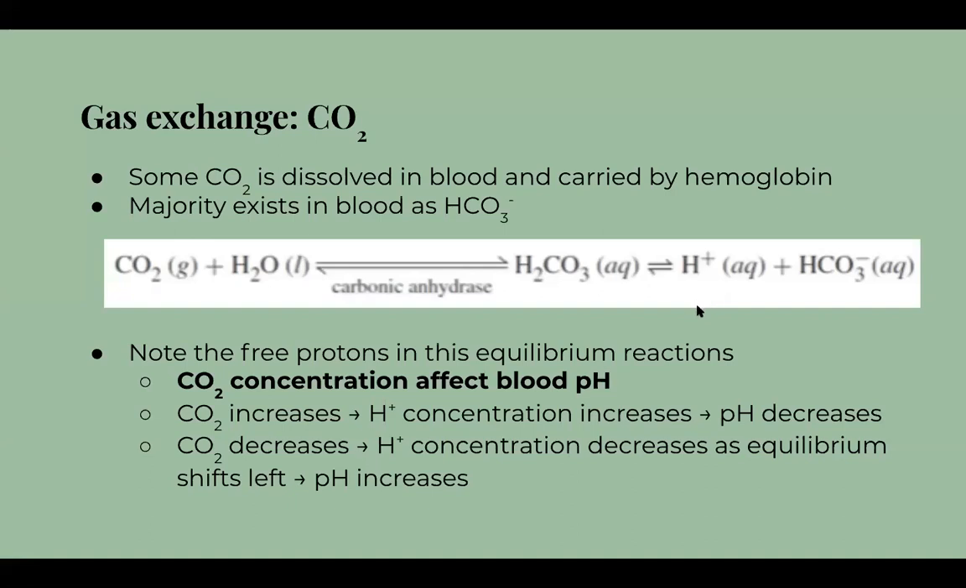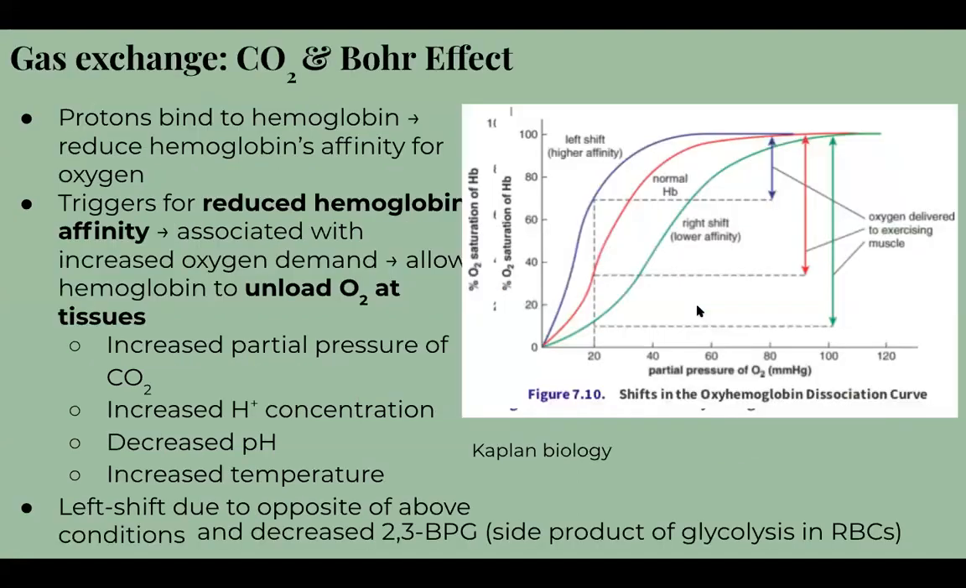One of the other reasons: we're talking about how carbon dioxide concentration is related to proton concentration. One of the things that's important is that it deals with blood pH, but another important factor is that protons can actually bind hemoglobin, therefore reducing hemoglobin's affinity for oxygen.